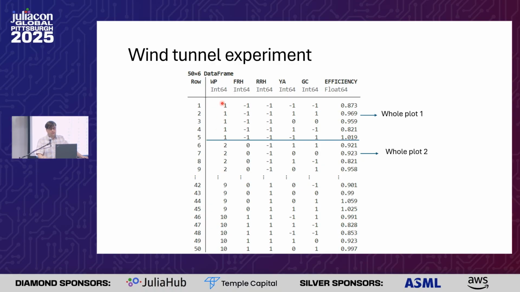This name, whole plot, comes from agricultural engineering, where these experiments were first used. So plot here refers to a plot of land, even though that's not the case in practice in a wind tunnel. So then the engineers of the wind tunnel were okay with performing these experiments, and they gathered the efficiency data.